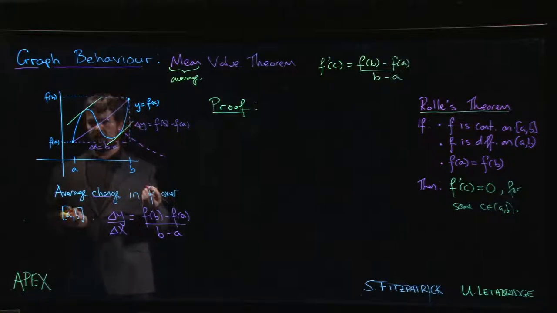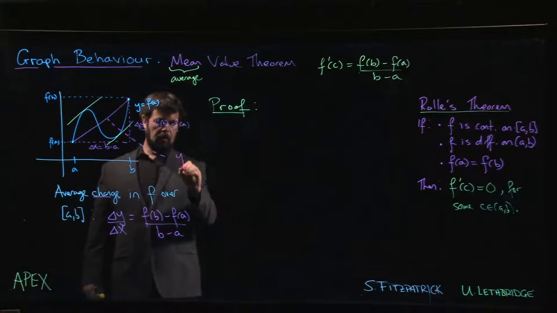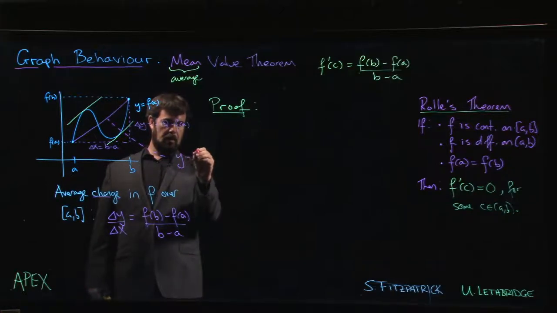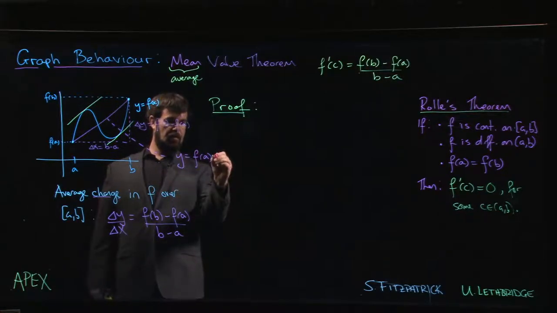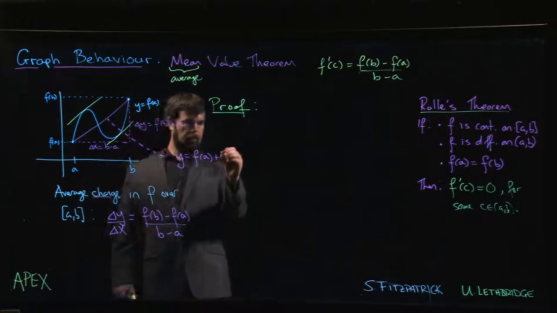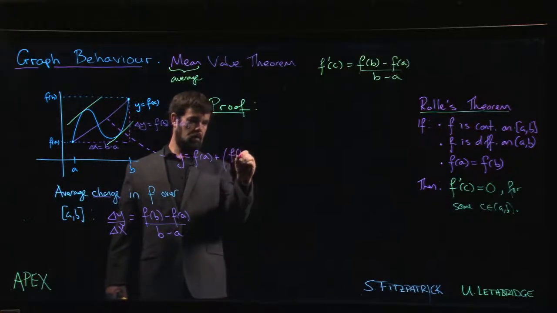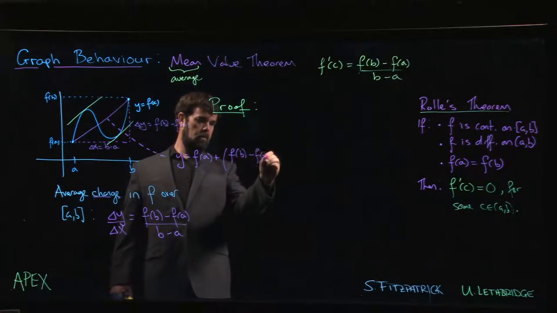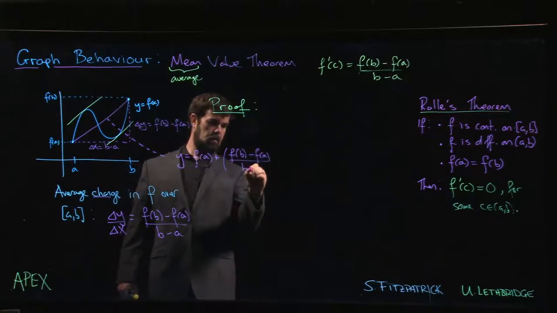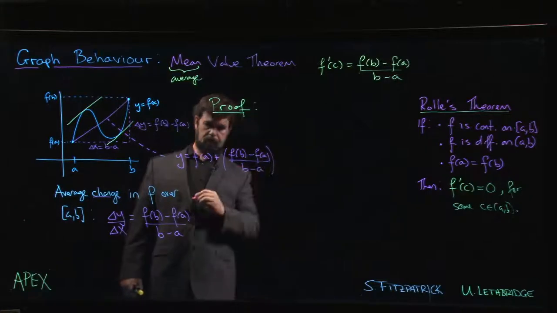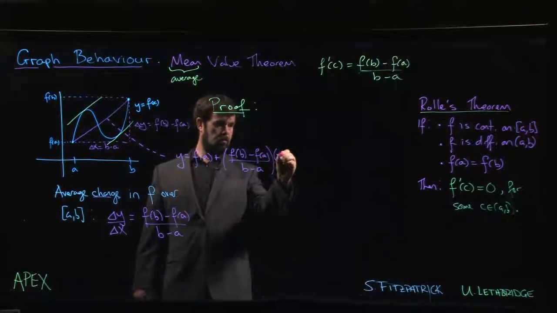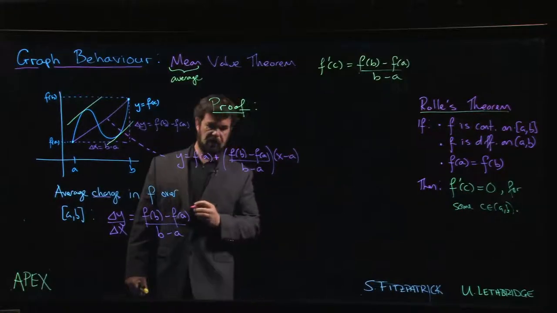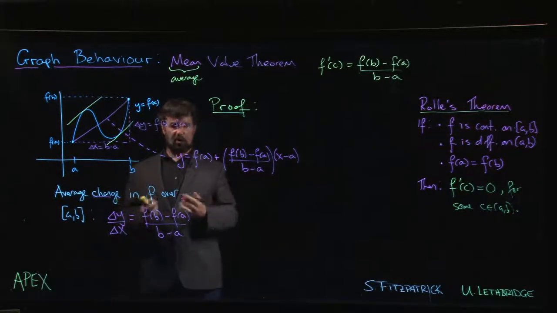What's the equation of that line? Well, we know the slope, we know a point, right? So the point slope formula says that y equals f of a plus the slope, f of b minus f of a over b minus a, times x minus a. We know that that's the equation of the line, right?